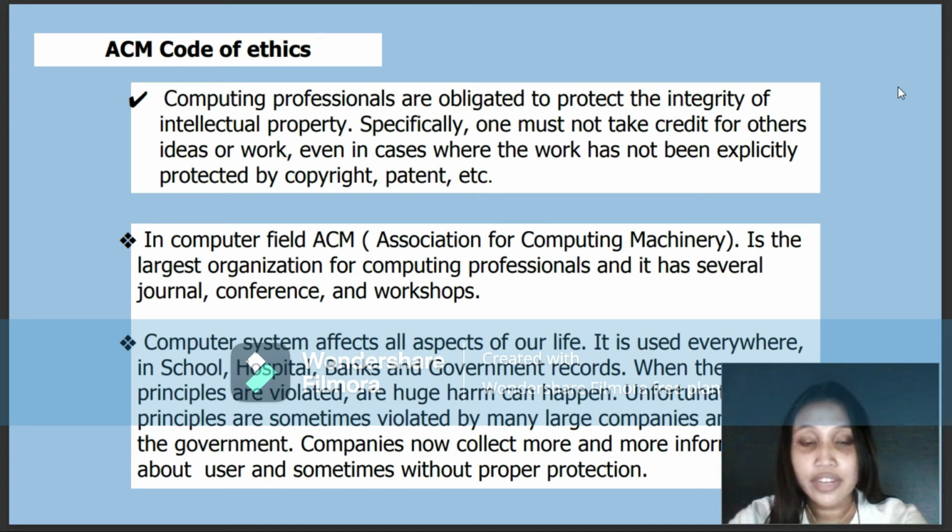Computer systems affect all aspects of our life. They are used everywhere: in schools, hospitals, banks, and government records. When the principles are violated, huge harm can happen. Unfortunately, principles are sometimes violated by many of the largest companies and governments. Companies now collect more and more information about users, and sometimes without proper protection.